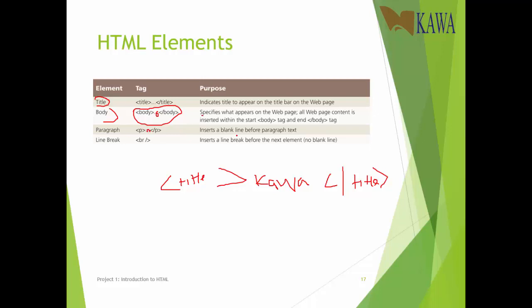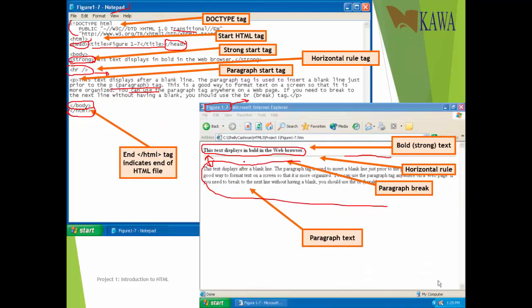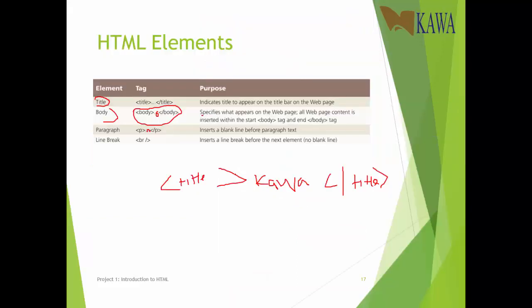Paragraph inserts a blank line before the paragraph, like we saw here previously. You see this line here, like this space here, it declared a paragraph for us, so that this is a new paragraph we are going to put below. Line break inserts a line break before the next element, no blank line. So it means it brings this content to another line, not a paragraph. We are going to look at that in detail.